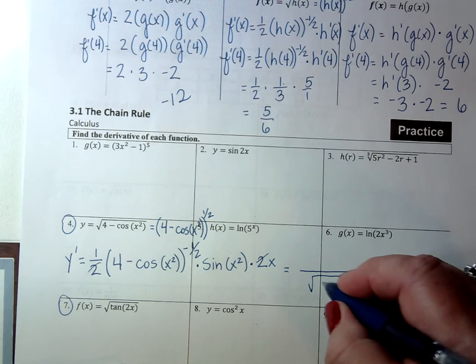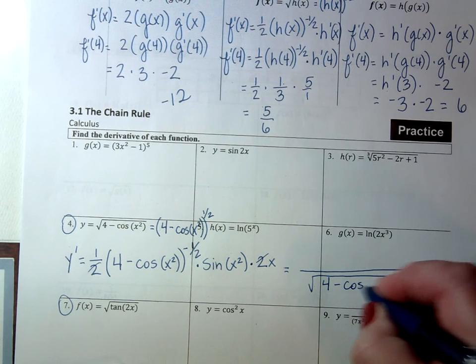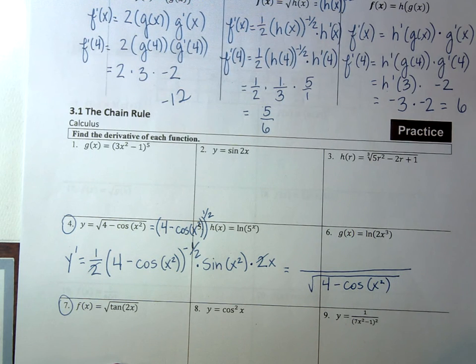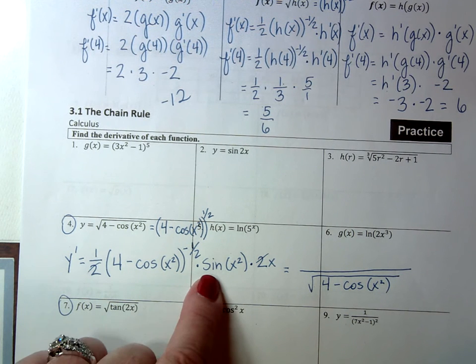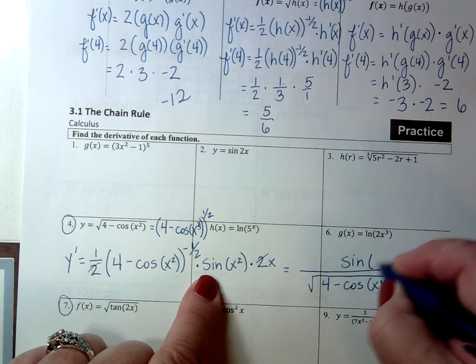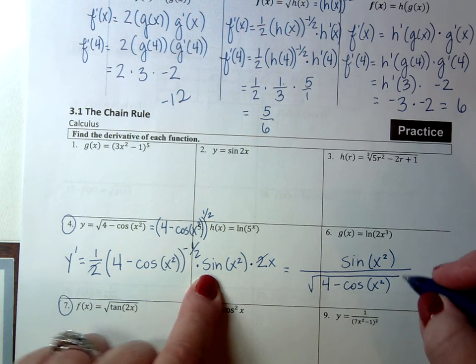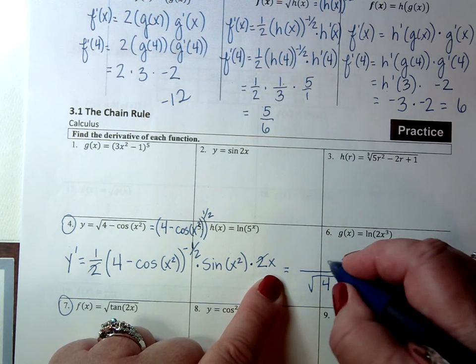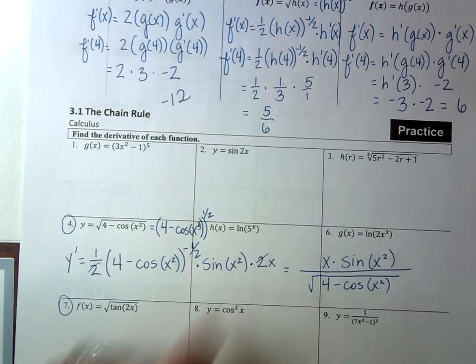4 minus the cosine of x squared, square root of that. Then I'm here. That doesn't have a negative power on it, so that stays in the top. Sine of x squared. And then I have an x that also is in the numerator. So x times the sine of x squared over that crazy square root. And that's the final answer for that guy. That's number 4.